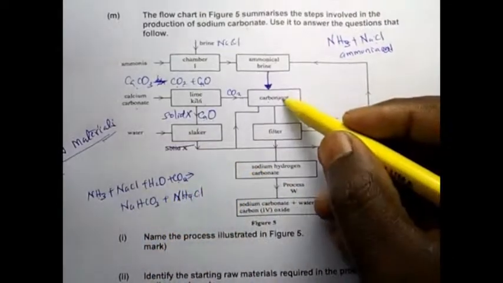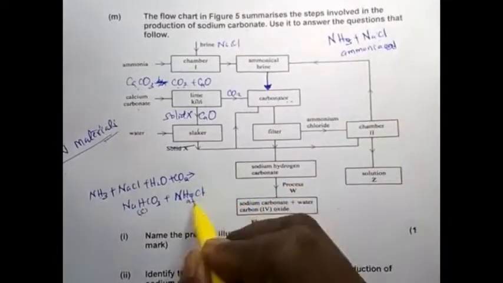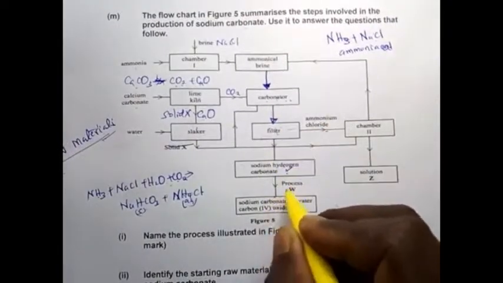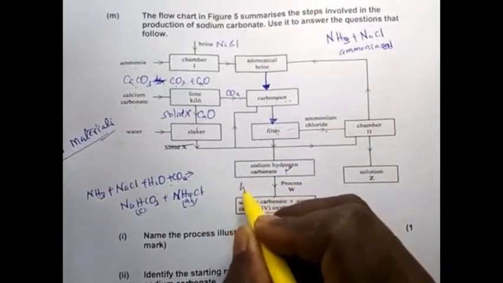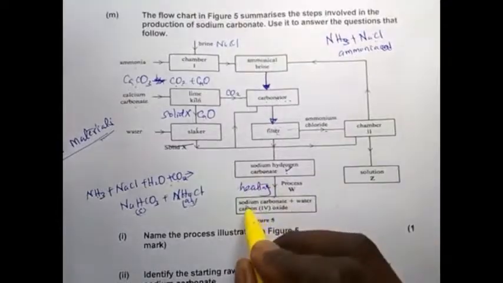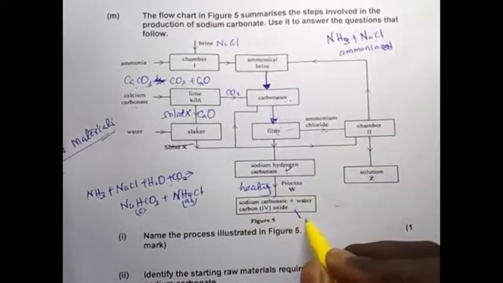Now we are in the carbonator. We have formed this as a solid, and this one is aqueous, and this is the gas. So this is the process. This is heating. This one is combustion. Process W is burning or heating to form sodium carbonate plus water plus carbon dioxide. Finished here, we have obtained the sodium carbonate.